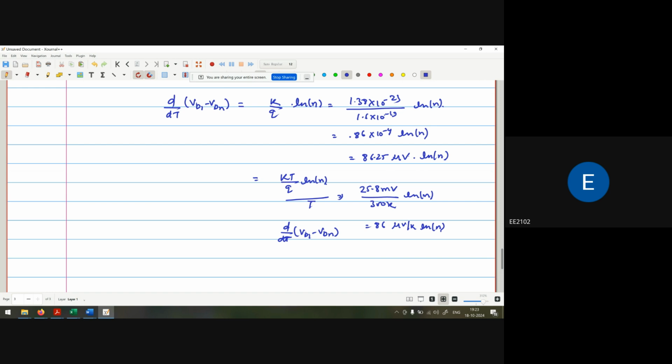Okay, any doubt? Sir, why did you divide by t in the last question? Basically, we have to take the differentiation, no? If I differentiate kT by q ln n, if I take the differentiation of this one, what will it be?